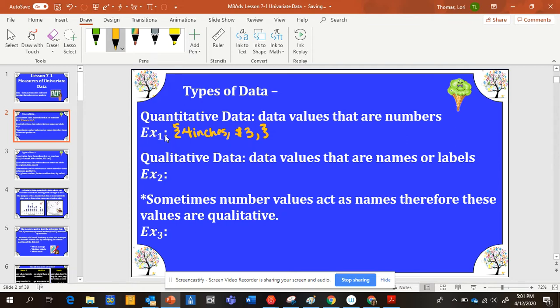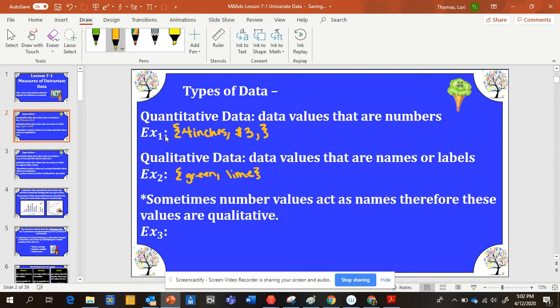If we want to talk about the qualitative data and describe it using names or labels, we could describe it as being green. Maybe it's a lime flavor. So this is qualitative data. It describes it with names or labels.